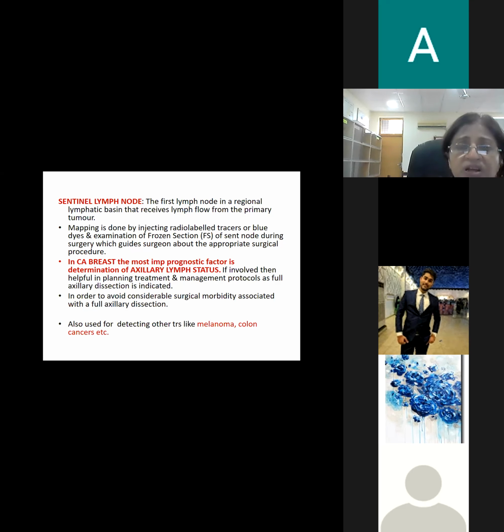In cancer of the breast, the most important prognostic factor is determination of the axillary lymph node status. And the first axillary lymph node which is involved, the lowermost axillary lymph node which is involved, is known as the sentinel lymph node. That is the first lymph node that is involved. अगर वो involved है तो it means that the remaining lymph nodes are also going to be involved. The axilla के अंदर आपको पता है ना, कोई 20-30 lymph nodes होते हैं. Sentinel lymph node तो एक ही lymph node होता है.